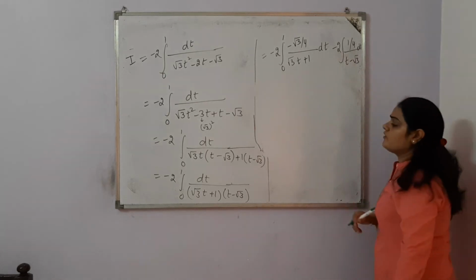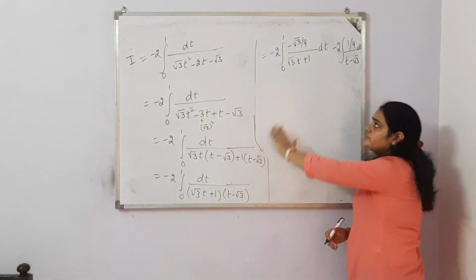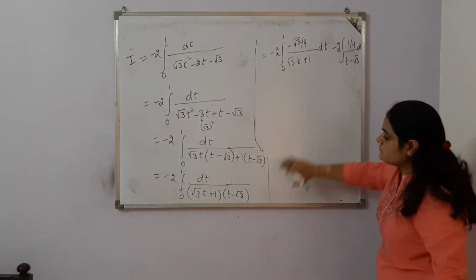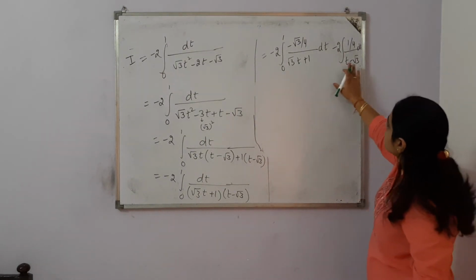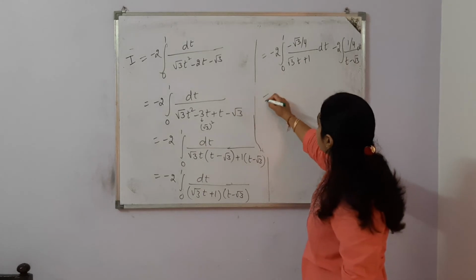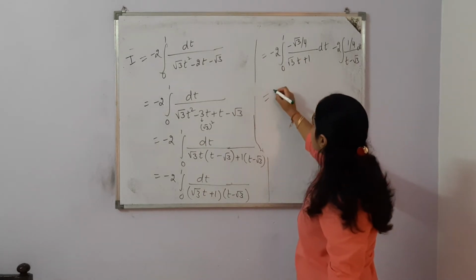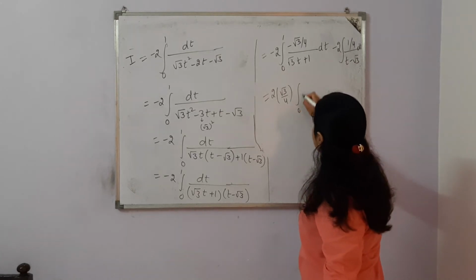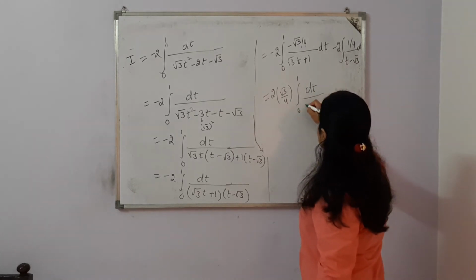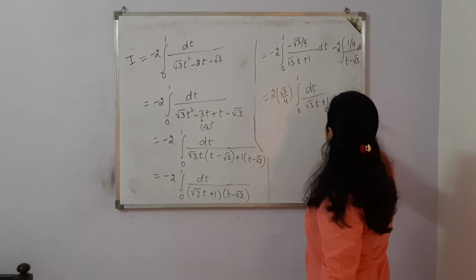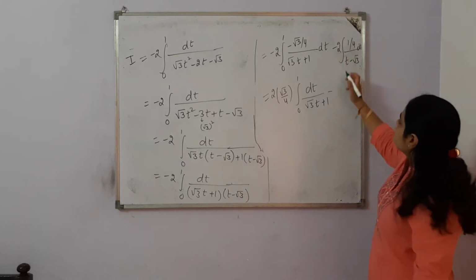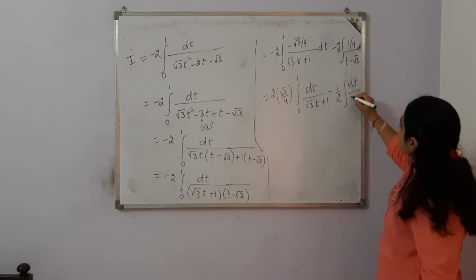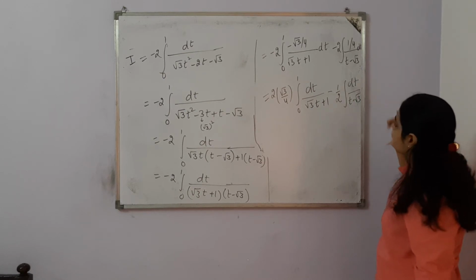Now I have already done the splitting of this function by using the partial fraction criteria. So after splitting, this function is in this form: minus 2 into under root 3 by 4, 0 to 1 dt upon under root 3t plus 1, minus 2 into 1 by 4, which is 1 by 2, dt upon t minus under root 3.